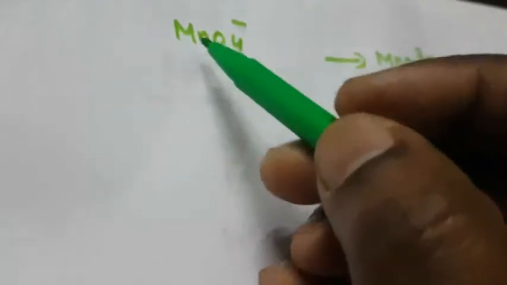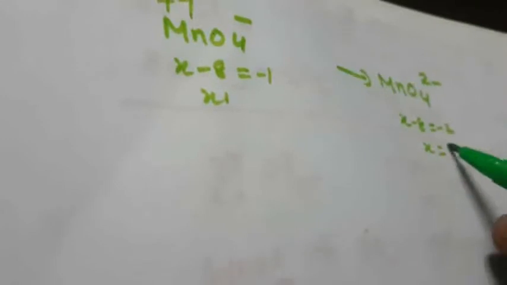What is that alkaline medium? Alkaline medium. Okay, alkaline medium, again MnO4 minus will be converted into MnO4 2 minus. So what is the oxidation state here? MnO4 minus: x minus 8 equal to minus 1, x is equal to plus 7. What is that here? That is MnO4 2 minus. What is the oxidation state? x minus 8 equal to minus 2, x is equal to plus 6, right?